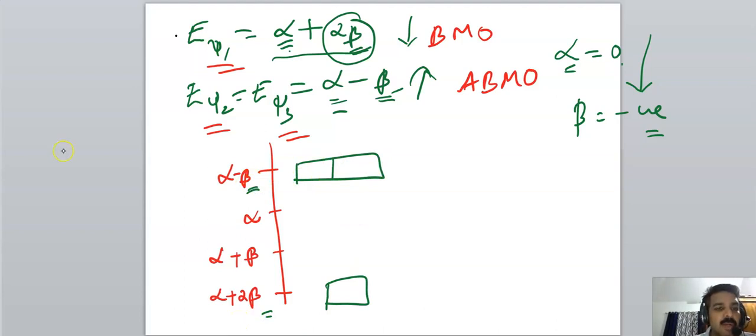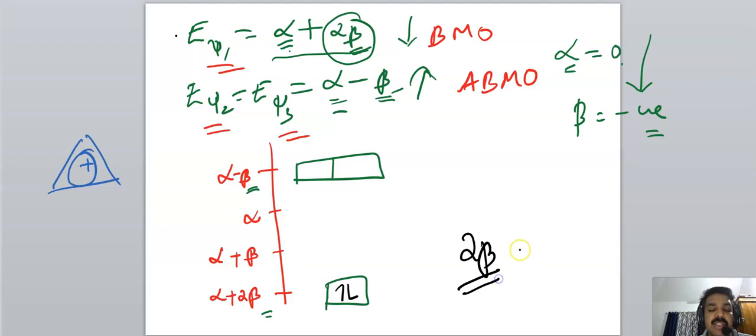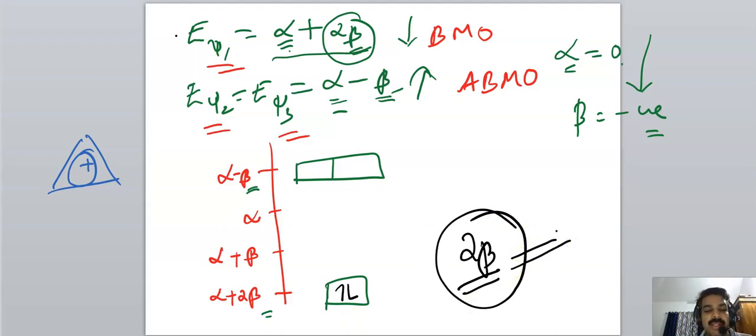Therefore, in cyclopropenyl cation, this is our system, it has only 2 electrons, and these 2 electrons occupy the bonding molecular orbital. Therefore, cyclopropenyl cation has a lower energy, it is lowered by 2 beta. Okay, therefore actually this is the delocalization energy. Anyway, this is the molecular orbital energy level diagram of cyclopropenyl cation.